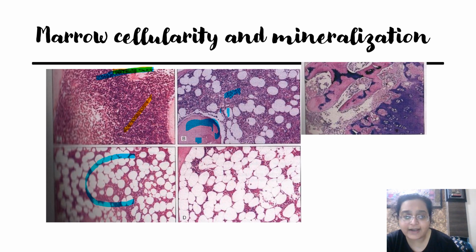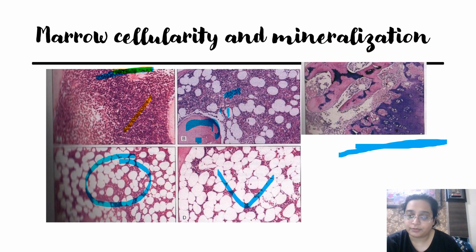This is a bit more fatty. As the age progresses, the fat amount increases and the hematopoietic element amount decreases. Okay, this is more fatty, the older age ka hoga. This is a child ka marrow. You see so much of blue and little bit of pink. There is variable mineralization, and this blue is the cartilage.